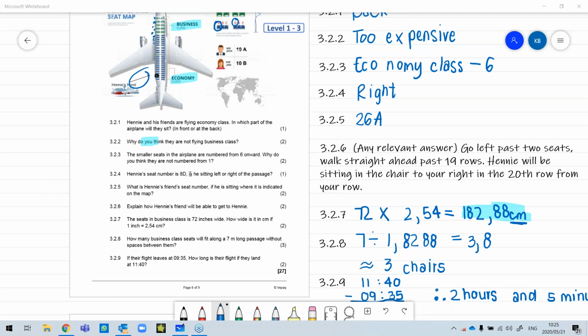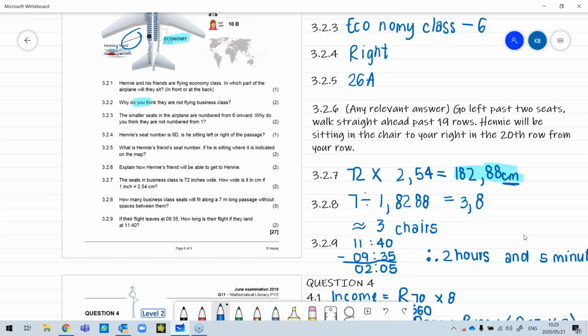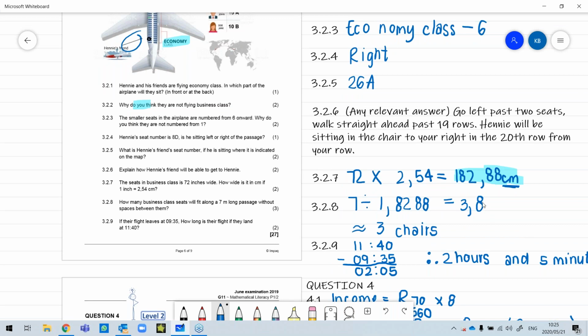Question 3.2.8. As I've explained, remember, we cannot create an additional 0.2 space to create space for 4 chairs. So for question 3.2.8, for the learner who asked the question regarding that, please make sure that you round off to 3 chairs. So there will rather be 0.8, I think it's meters left. But you cannot create an additional 0.2 meters in order to fit a 4th chair into that space.